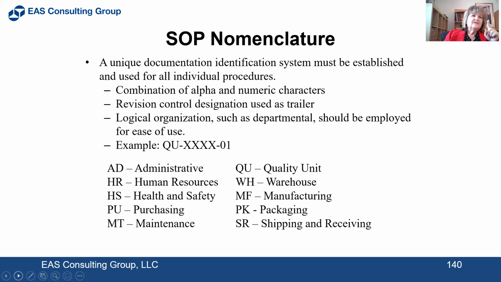So an example is QU, which would be the quality unit. So that SOP would apply to the quality unit. The X would be the number, and then that -01 would be the first revision.